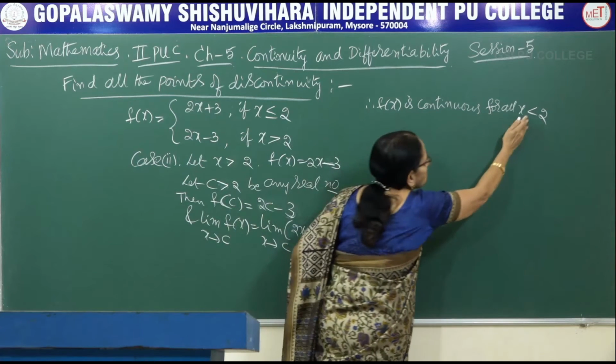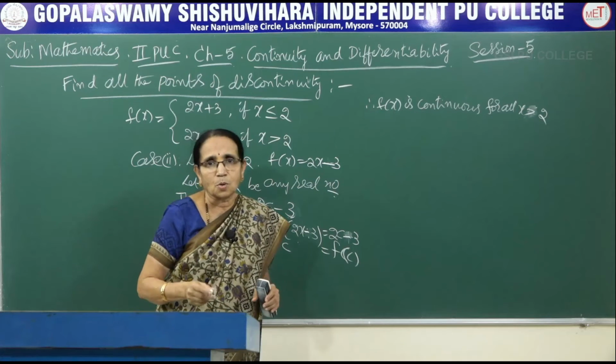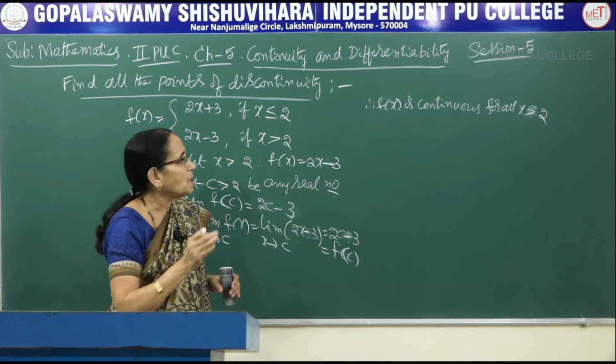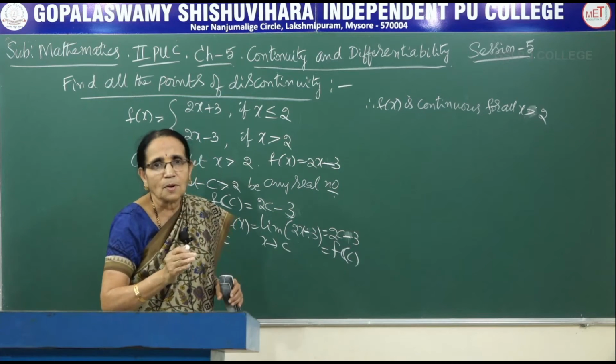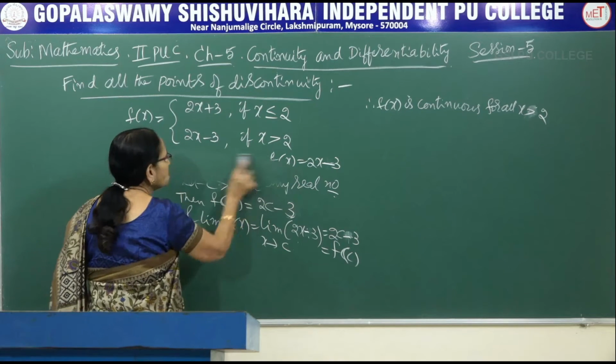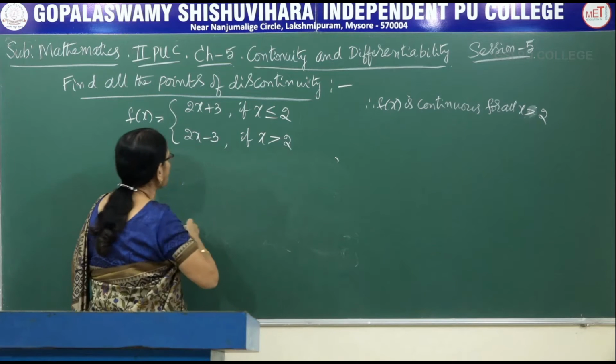Therefore, how do you write this? f of x is also continuous for all x greater than 2. So, when x takes a value less than 2, any real value, it is continuous. When x takes a value greater than 2, it is continuous. Now, what is the other possibility? Let us take exactly x equal to 2.